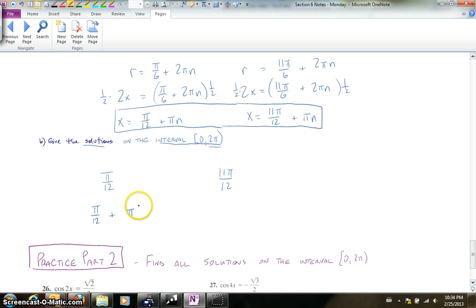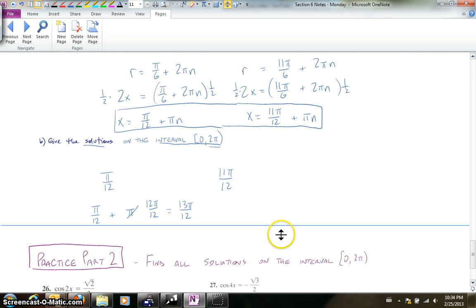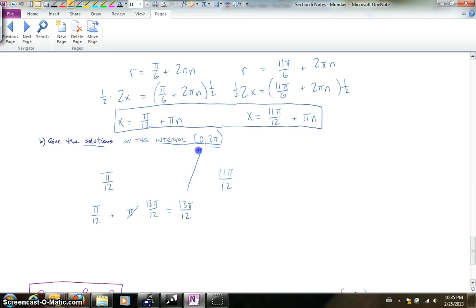We could change pi into 12 pi over 12 so that I have a common denominator. Hopefully you recognize that pi is really 12 pi over 12, so they mean the same thing. Now when I add these two together, I get 13 pi over 12. That's another angle that fits this interval. And so that's another answer to our question, pi over 12 and 13 pi over 12. You may wonder, can we get another one in there? We might, so let's check it out.